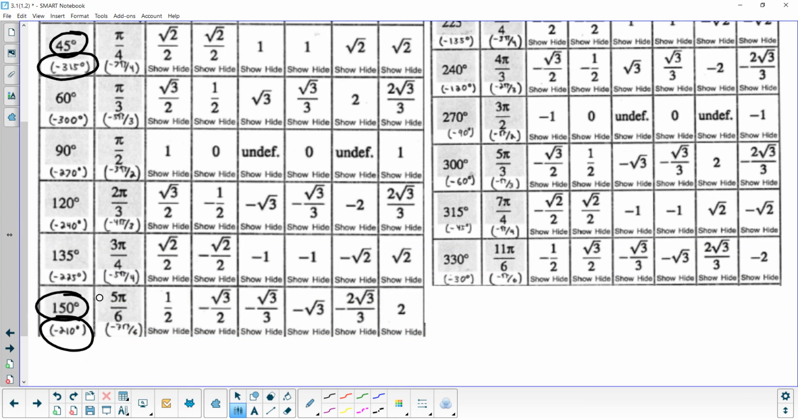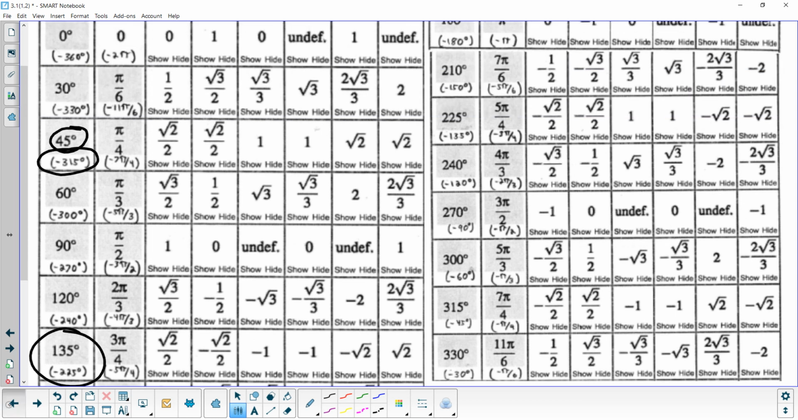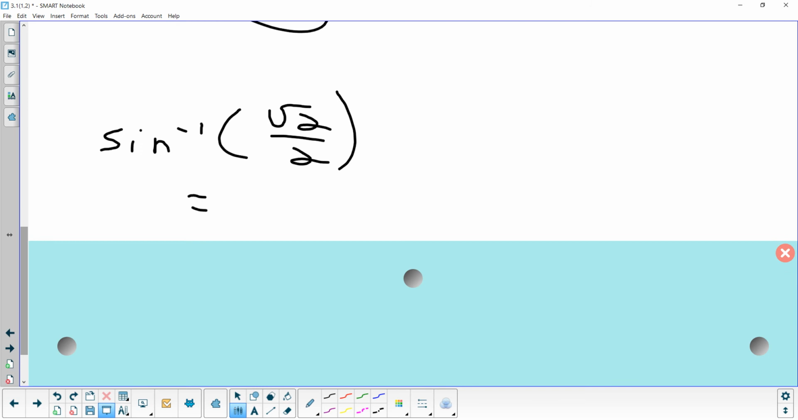Here it is with these two answers right there, 135 and negative 225. All right, but 45, that's the one we want. Any questions on that one?